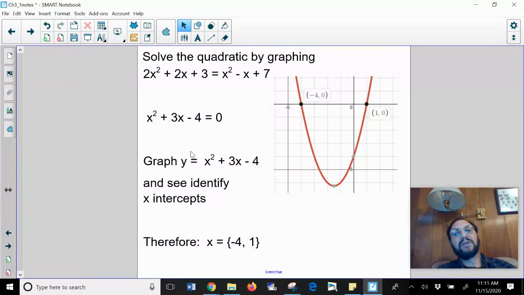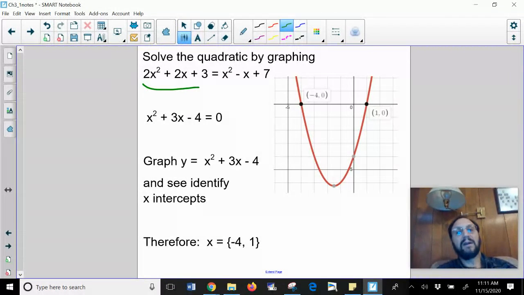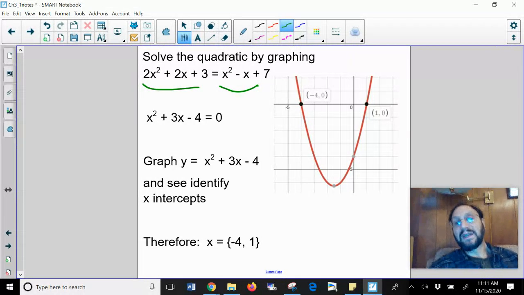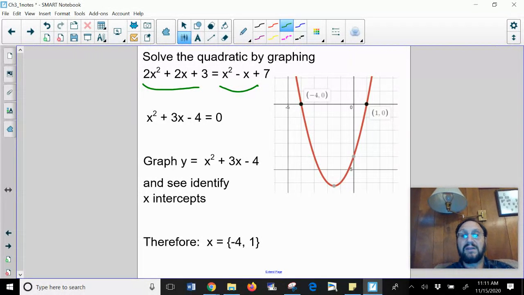We could actually graph the first equation, this parabola here, and the second, and see where they cross. Instead, you can always solve equations that way, graphing the left and right sides of the equation, setting them both equal to y, and seeing where they cross, but sometimes it's a little bit messy. So we like to set them equal to 0 and see where they cross.